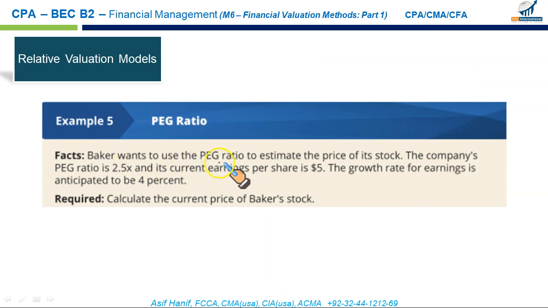Baker wants to use the PEG ratio to estimate the price of the stock. Okay, that's what we want. P naught is to be determined. The company's PEG ratio is 2.5 times. The PEG multiple is 2.5. The lower the better. Its current earnings is 5. The growth rate in earnings is anticipated to be 4. So we have just learned the formula, making P naught the subject of the equation.